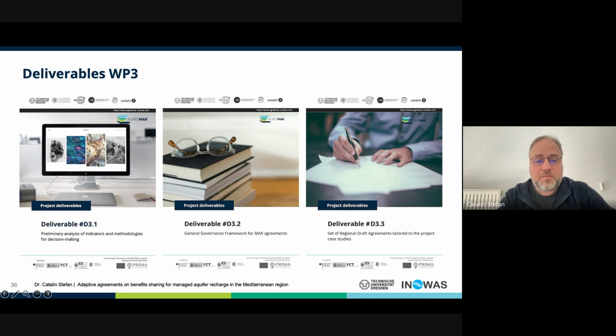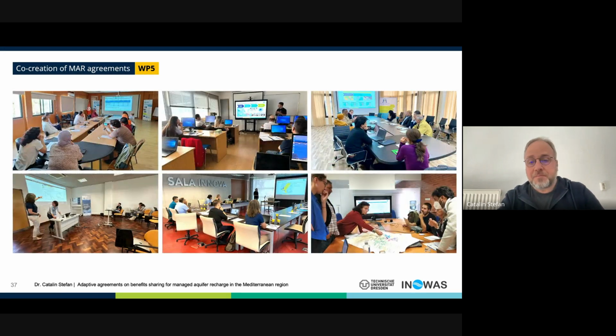The results of work package 3 include an analysis of indicators and methodologies that we needed to review, to extract maybe best practices. We designed this governance framework, which is more like a guidance document for all the case studies, and then extracted four sets of regional agreements, one for each demo region. And then we went back to the stakeholders for formulation of the text.